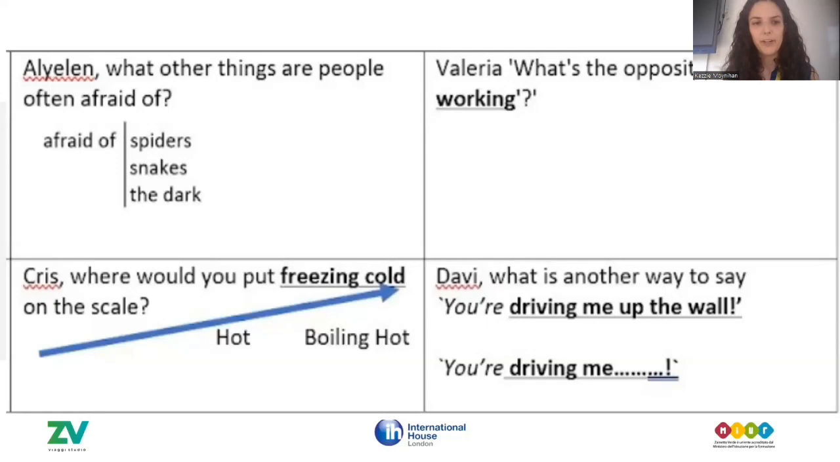Chris, where would you put freezing cold on the scale? Obviously, for language like this, scales are really, really visually clear. It's really, really simple when the language has clear scaling. So temperature, likelihood: definitely, very likely, likely, unlikely, extremely unlikely, impossible.